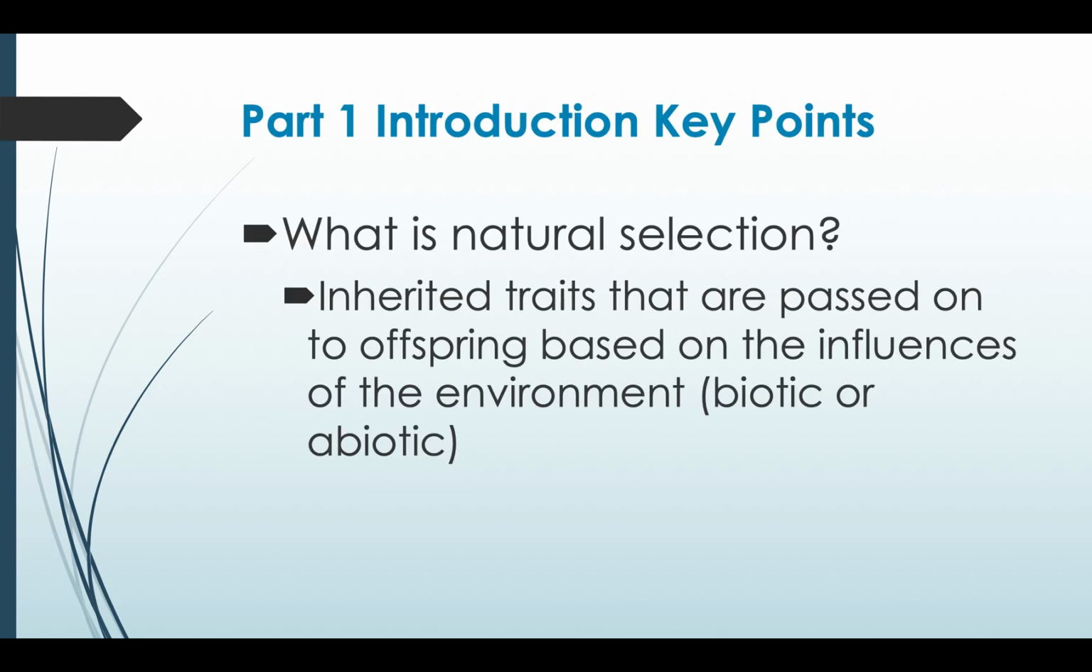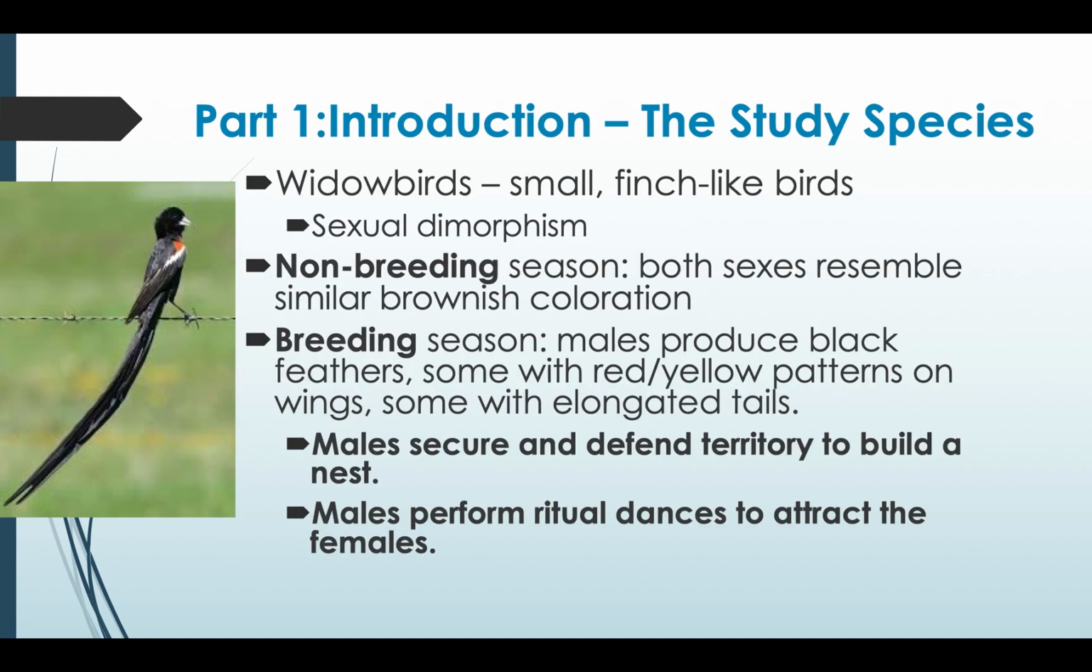All right, so in part one, in the introduction, there's some key points before they actually jump into the case study, and it just recaps what natural selection is. So remember, natural selection is going to be those inherited traits that are passed on to the offspring, okay? And these traits are going to be influenced by the environment, and so these can be either abiotic or biotic factors that are going to influence the continuation of those traits.